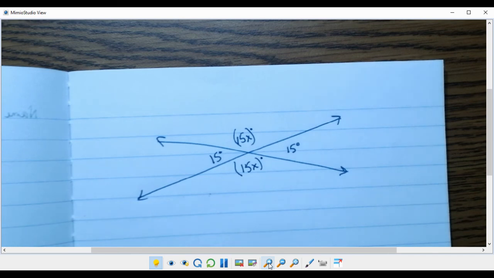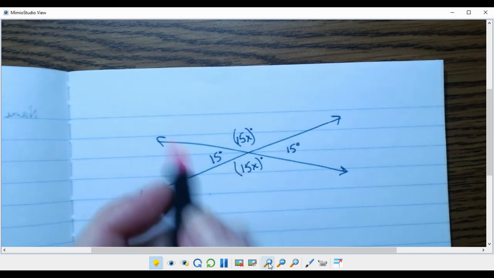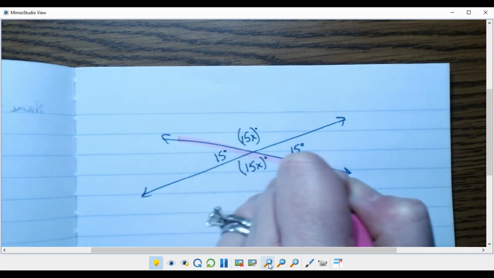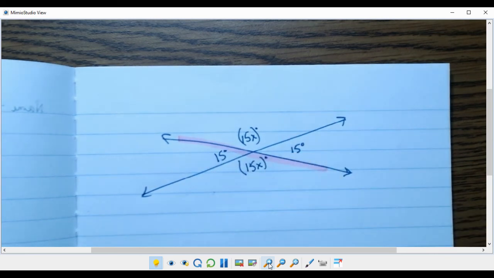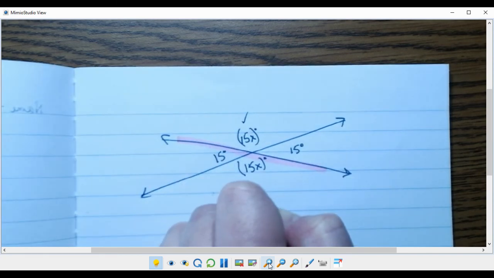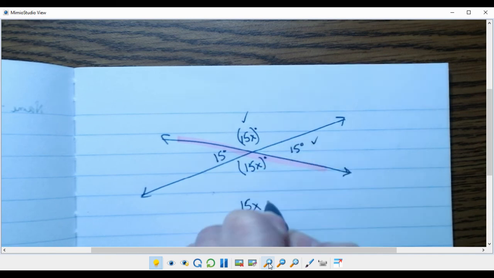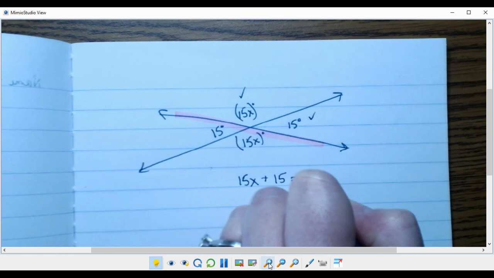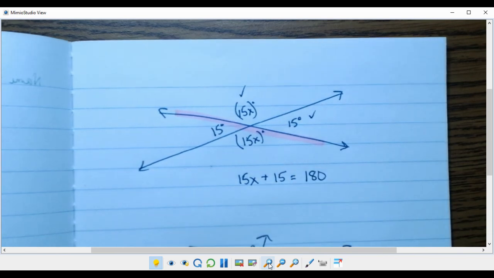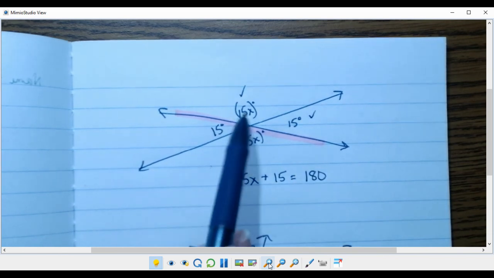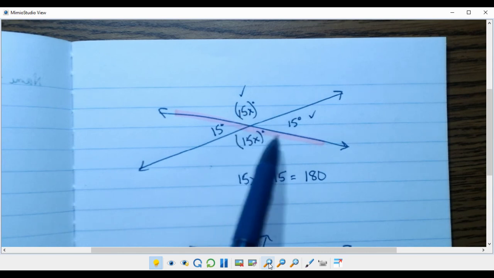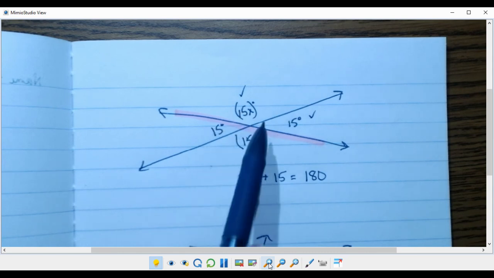But I do see that if I put two of these together as adjacent angles, it will make a straight line. And I know that a straight line is like a straight angle, and a straight angle is 180 degrees. So let's do this. This one plus this one together equal a straight line, or 180 degrees. I'm allowed to do that. I know those two go together and make a straight line. That's how the angles were formed, out of straight lines crossing.